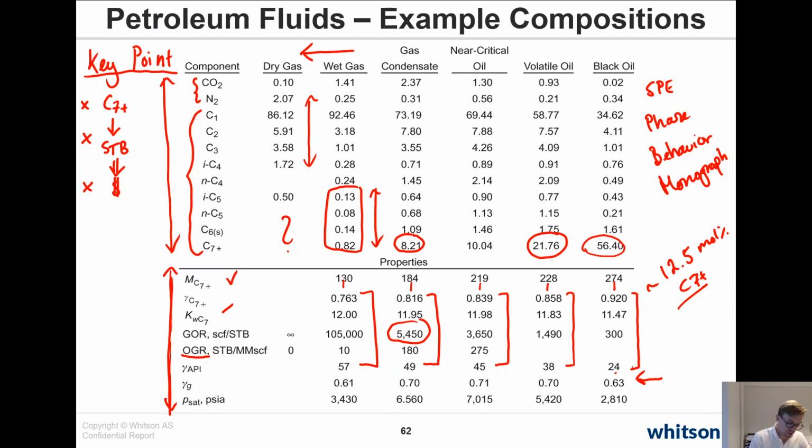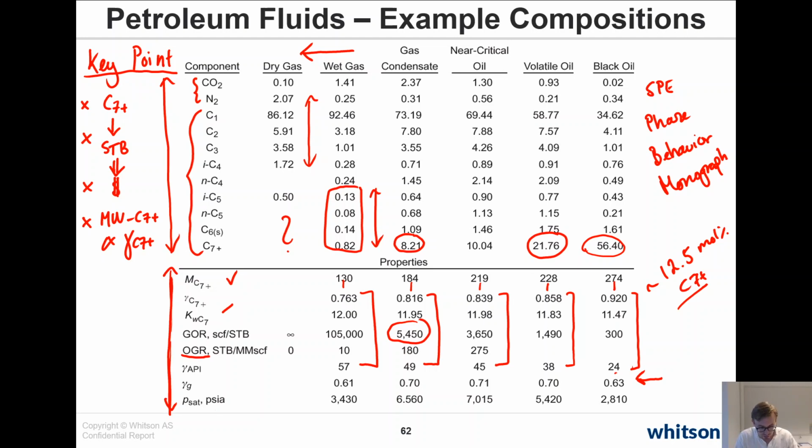Again, probably the last thing to mention here that's also important is that the molecular weight of the C7 plus is very much linked to and correlated to the specific gravity of C7 plus in some way or another. And this relationship can change from one basin to the next.